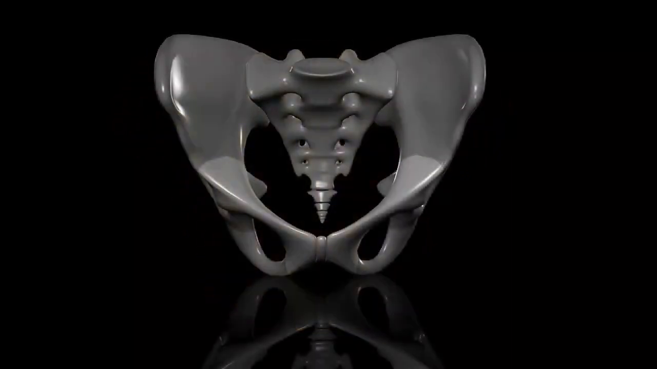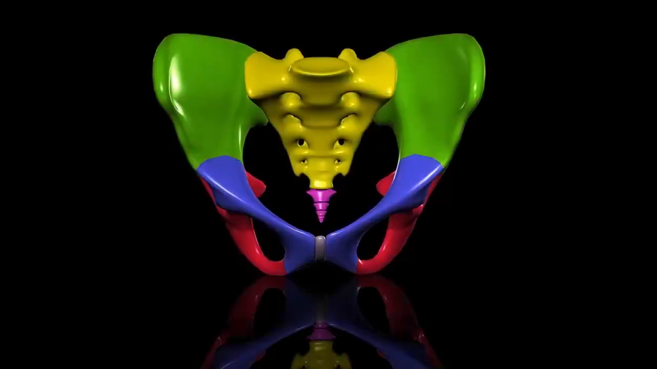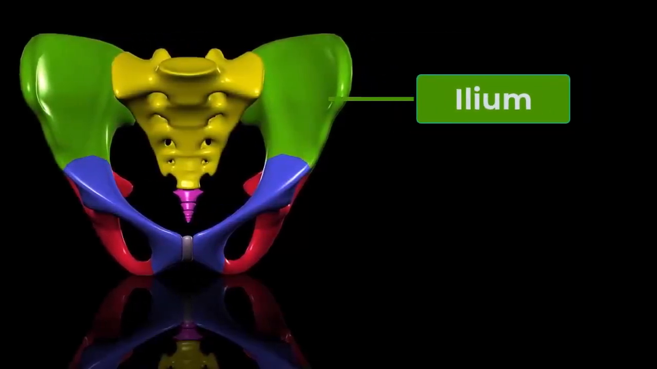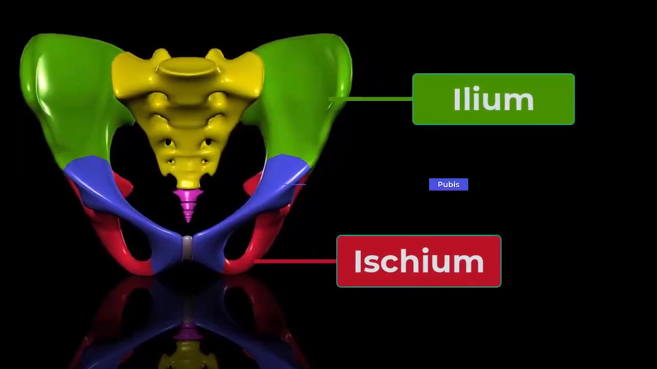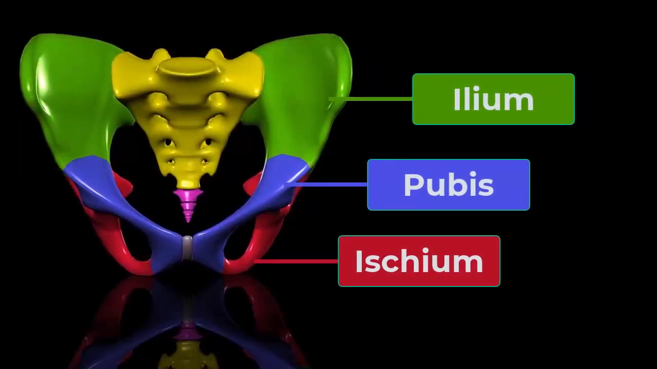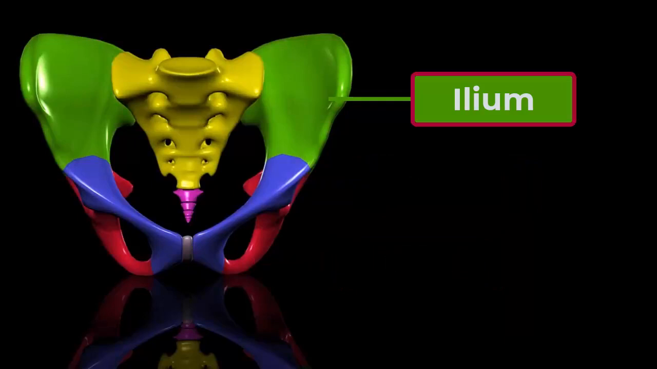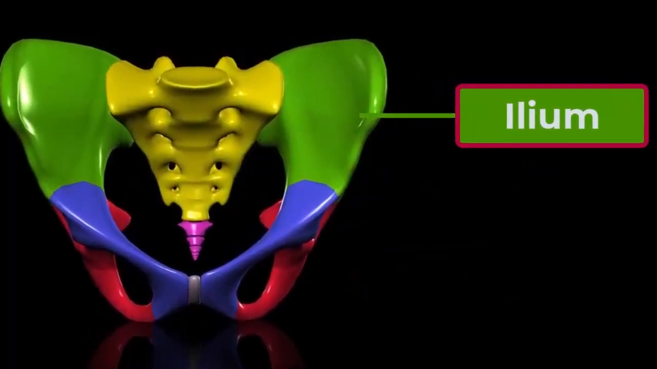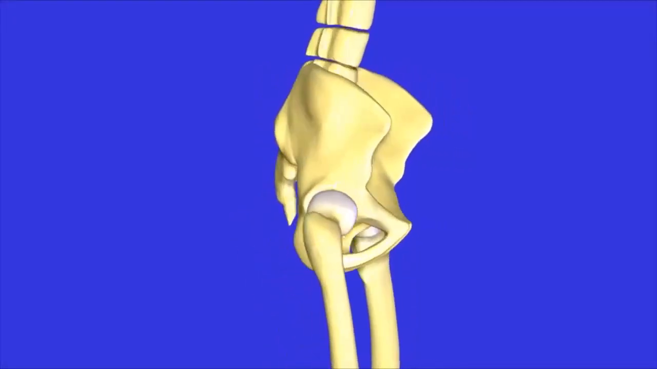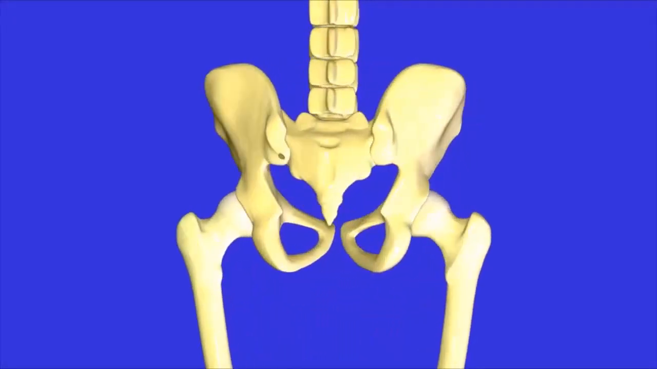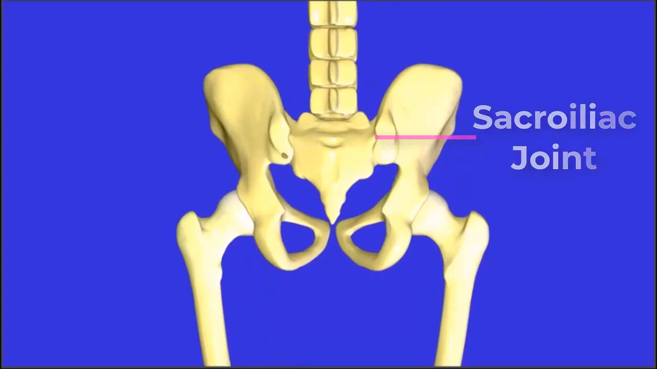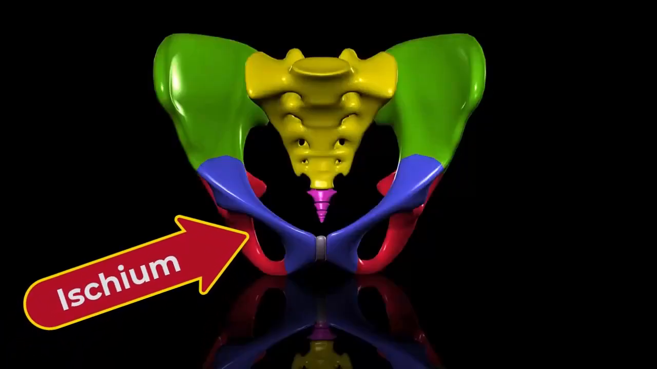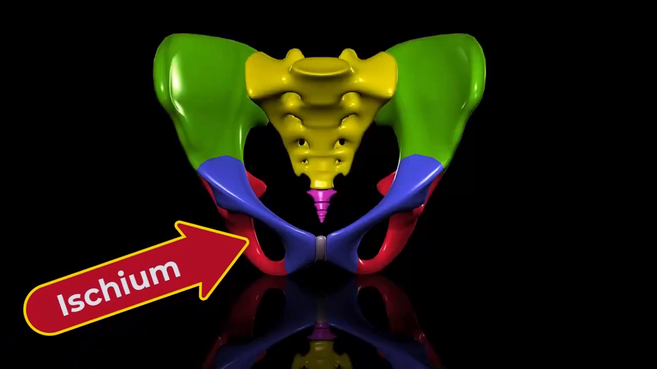Each adult hip bone is formed by 3 separate bones that fuse together during the late teenage years. These bony components are the ilium, the ischium, and the pubis. The ilium is a fan-like superior region that forms the largest part of the hip bone. It is firmly united to the sacrum at the largely immobile sacroiliac joint. The ischium forms the posterior-inferior region of each hip bone.